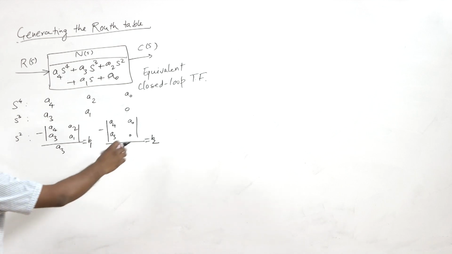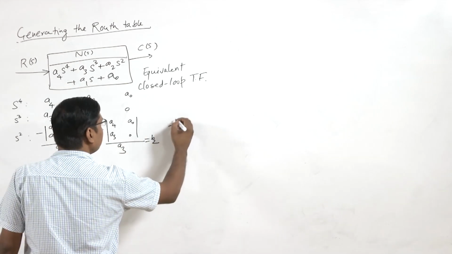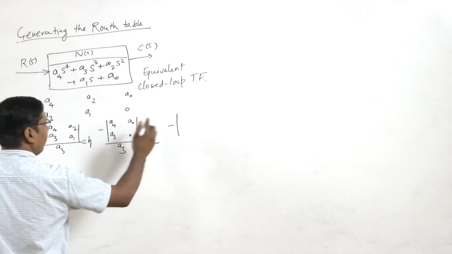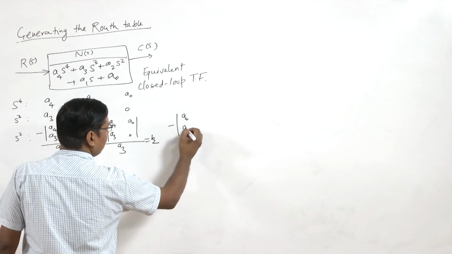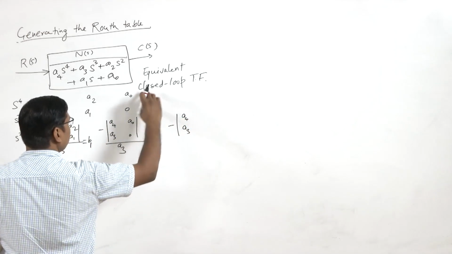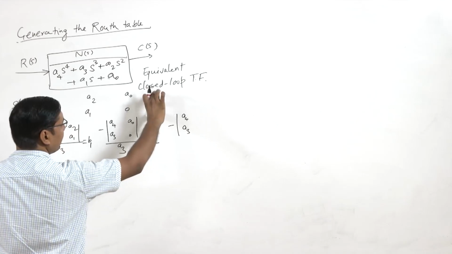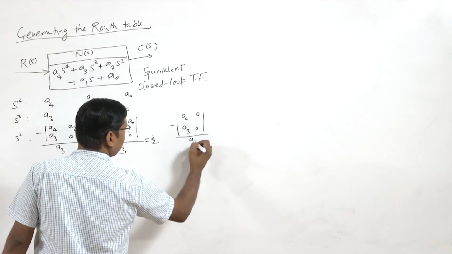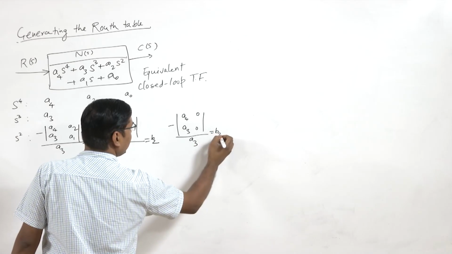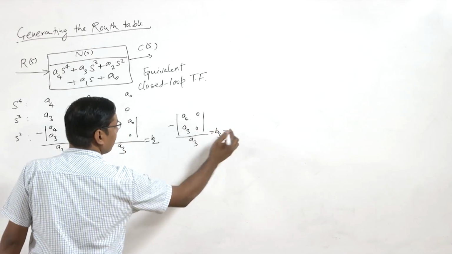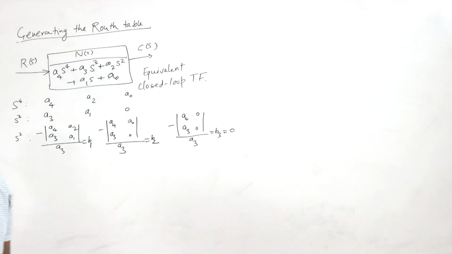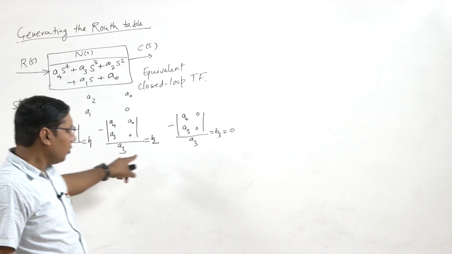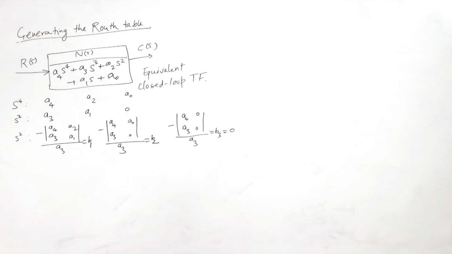Then this third element minus A4, A3, then here the next one, if nothing we assume 0, 0 by A3, and that is equal to B3, and this is 0. So, we have got the next row of this table.